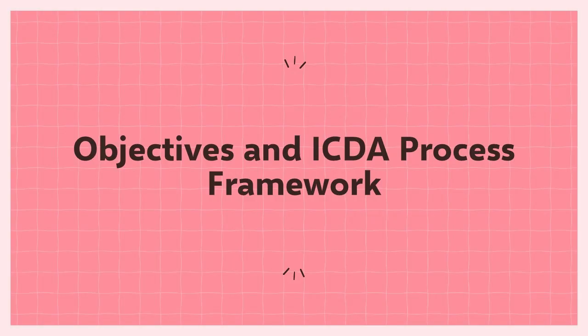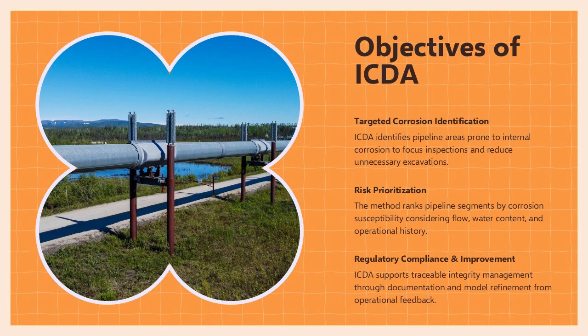Objectives of Internal Corrosion Direct Assessment, or ICDA, four-step ICDA process. The core objectives of ICDA are centered on safety, reliability, and cost-effective integrity management. One primary objective is to identify locations along a pipeline where internal corrosion is most likely to occur, allowing operators to focus inspection and maintenance activities on those specific areas. This targeted approach significantly reduces unnecessary excavations and inspections while maintaining a high level of confidence in pipeline integrity.